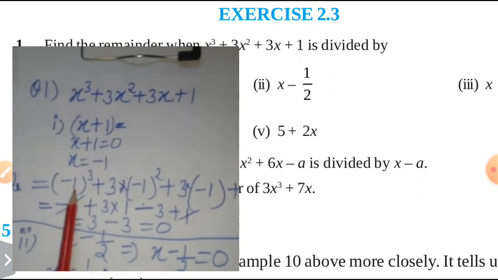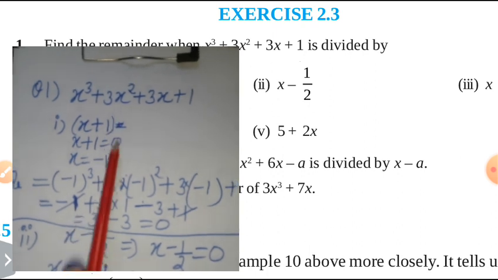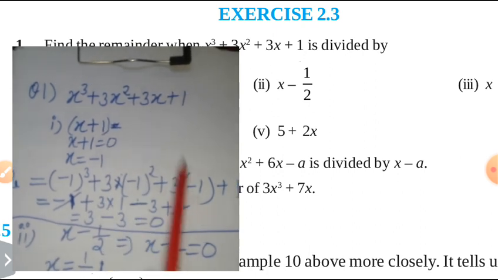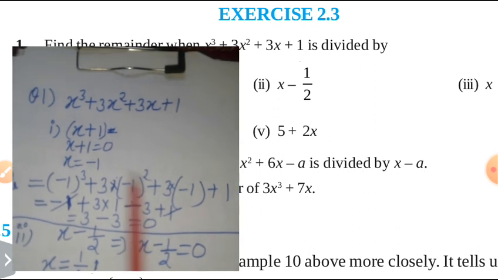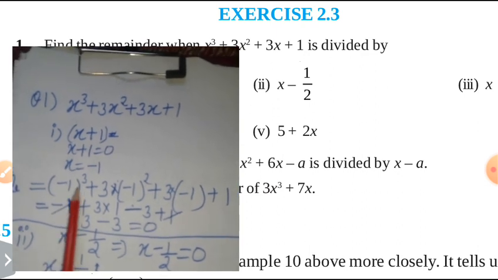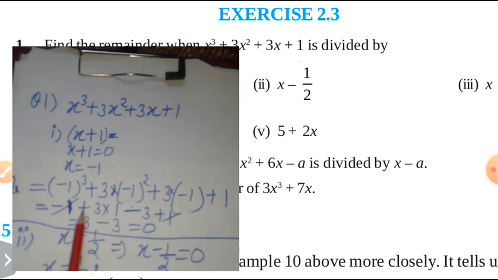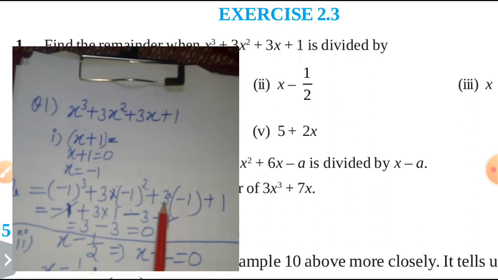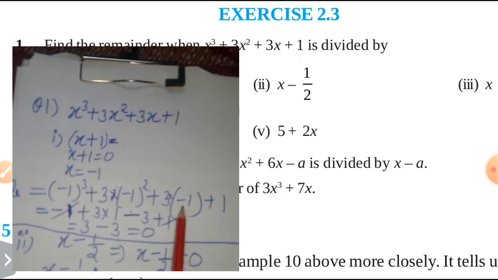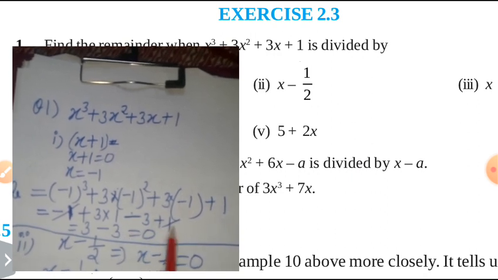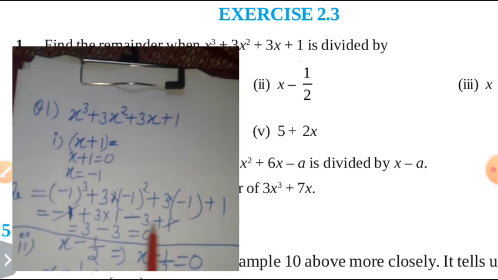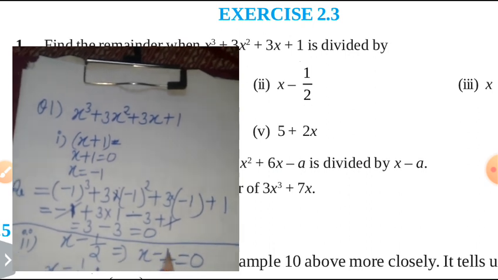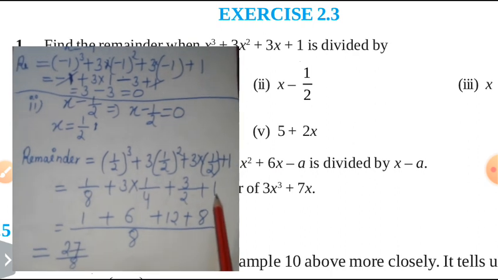So (minus 1) cube plus 3 into (minus 1) square plus 3 into (minus 1) plus 1. Now (minus 1) cube is minus 1, plus 3 into (minus 1) square, which is 1, so plus 3, then 3 times minus 1 is minus 3, plus 1. You can cancel minus 1 with this plus 1, and 3 minus 3 equal to 0. So you can see the remainder is 0. I have also solved the second part for you, and the rest you will do yourself.